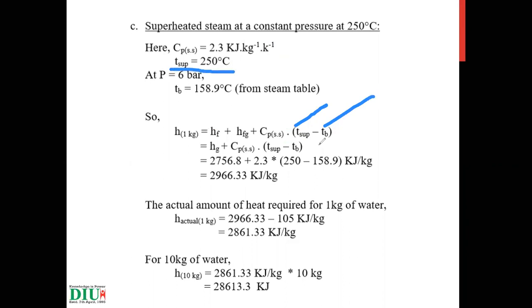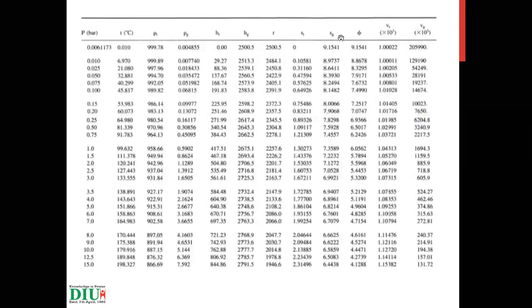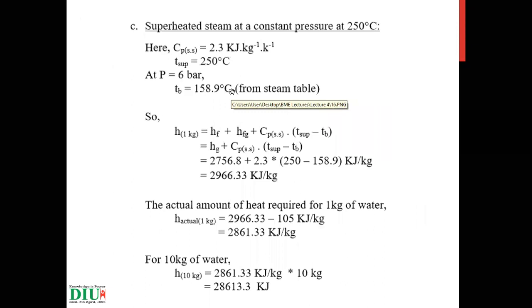But what is the boiling point temperature, my student? To find the boiling point temperature, we have pressure 6 bar and we go to the steam table. In the second column, for 6 bar, you can see 158.9. So this is the boiling point temperature. We take this value from the steam table and come back here. So P equals 6 bar means the boiling point is 158.9 from the steam table.